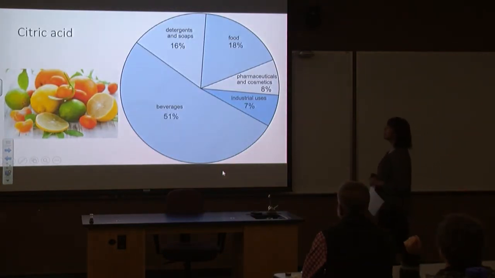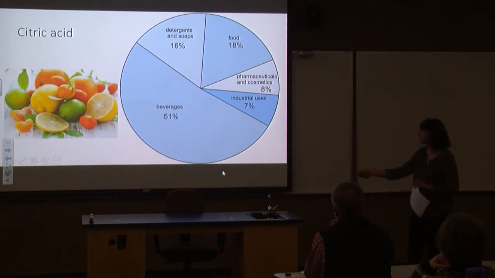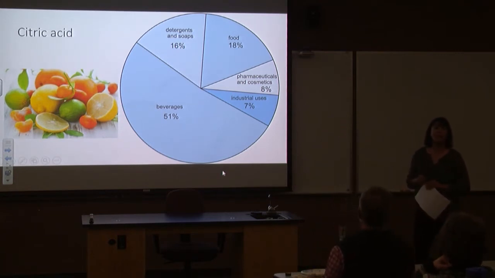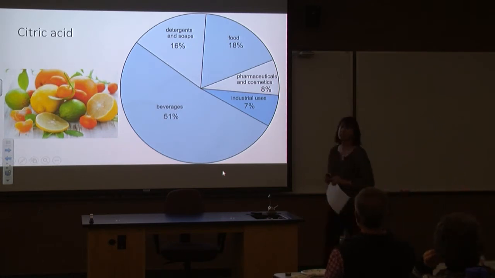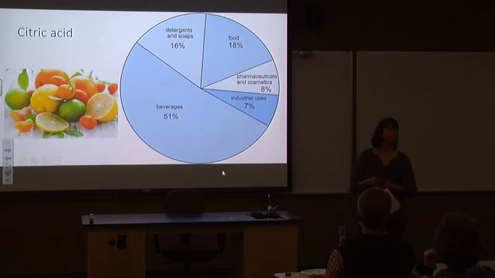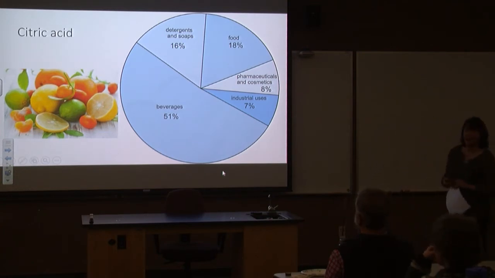Okay. Another thing is citric acid. You've probably picked up any product and looked at the label, and it'll have citric acid in it. Citric acid is very common in a lot of your fruits, your lemons, limes, and oranges, and it used to be extracted from those for particular functions. These are some of the things that we use citric acid for.